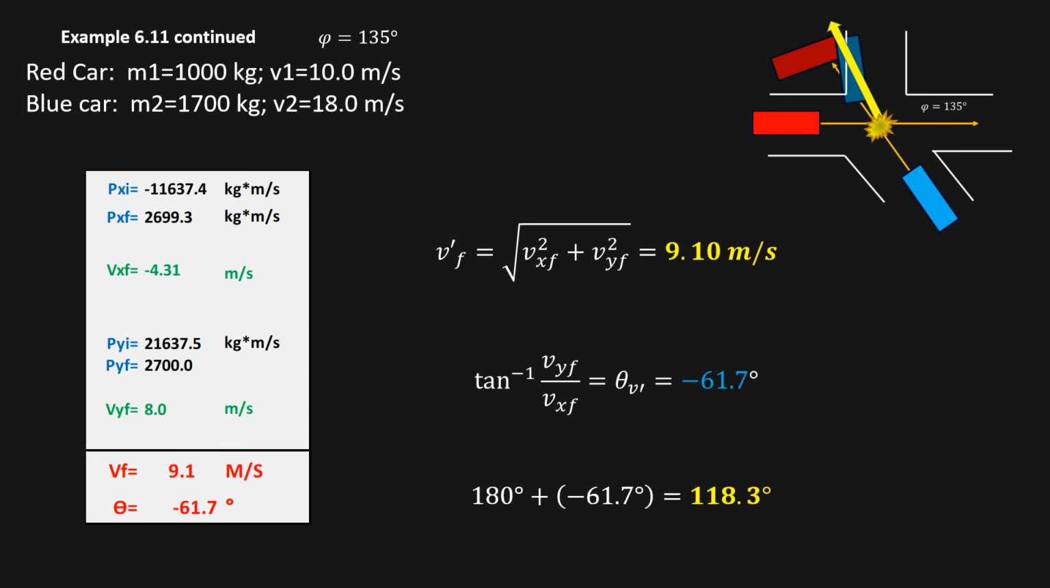So, plugging everything in, our V prime f of both vehicles is going to be 9.10 meters per second. Our angle is going to be negative 61.7. Because the x is negative, we know that the collision is going to happen in this quadrant right here, so we're going to have a vector here. So we need to add 180 degrees to what we get on our calculator.